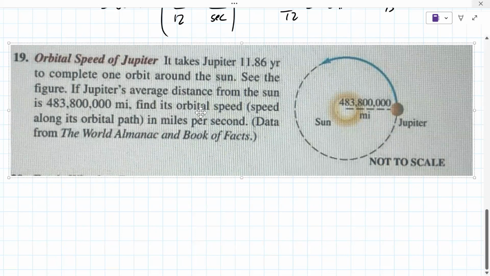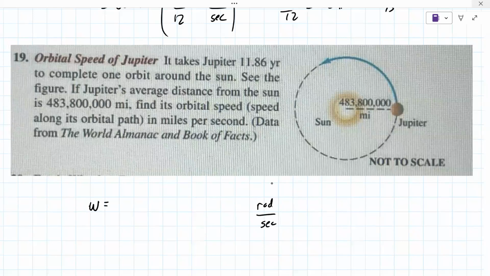So then the orbital speed is an angle. Find its orbital speed. That's the angular speed, so that's W, which is in radians per second. More generally, it's the change in the angle over the change in time. Did you see that in class at all? No. Okay. So that's why I'm like, how are you guys supposed to do this?